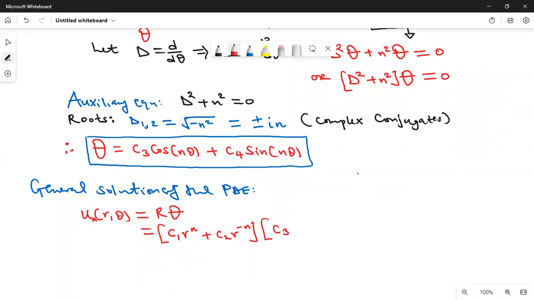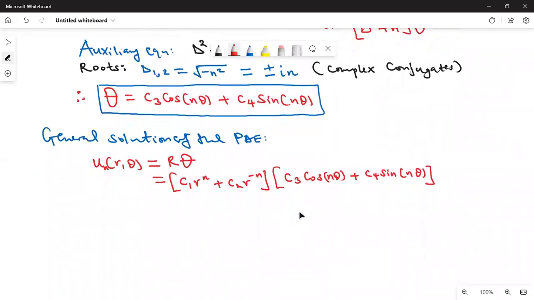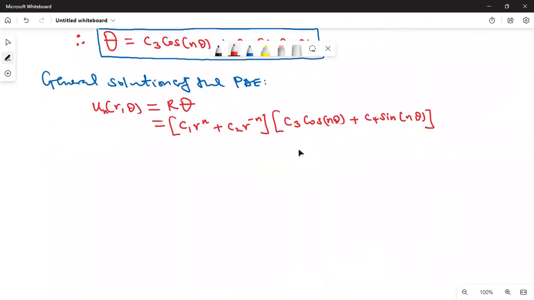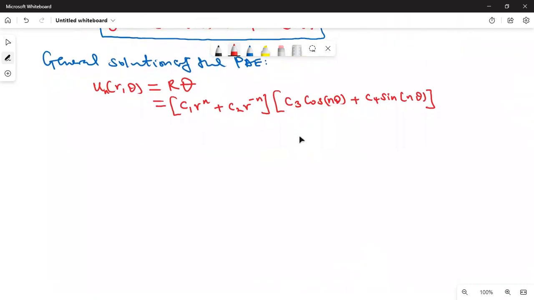and our theta we have found, C3 cosine of n theta plus C4 sine of n theta. That's our solution. Remember, we are writing u subscript n because there are several of these n's. N is 1, 2, 3, etc.